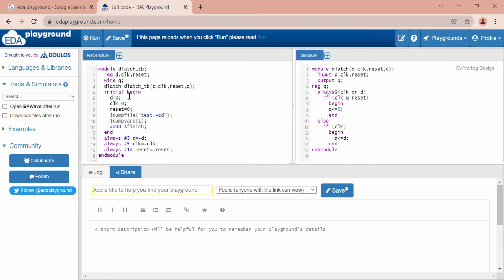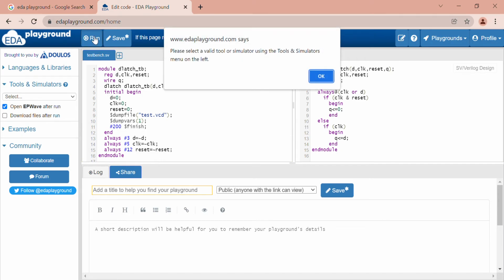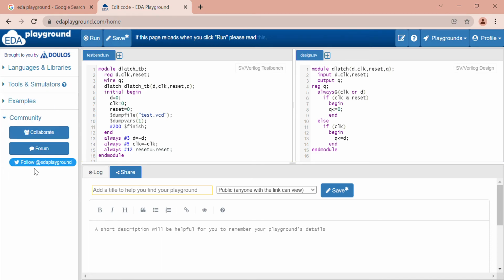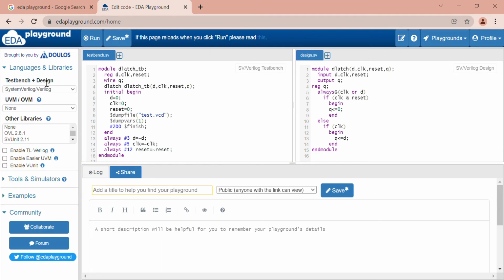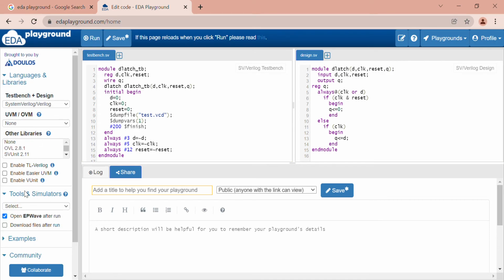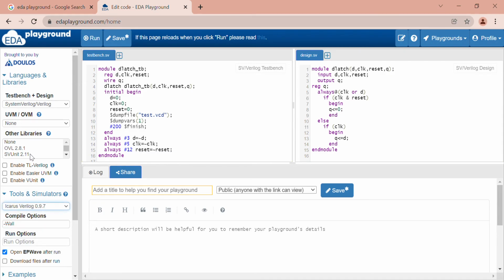Now our code has been completed. Now we are going to run it, selecting the simulators. Okay, test Verilog tools and simulators. We have this. Okay, then running it.